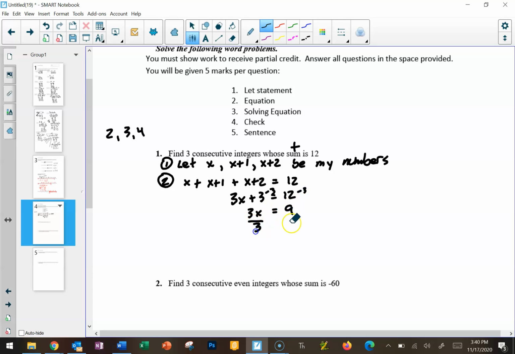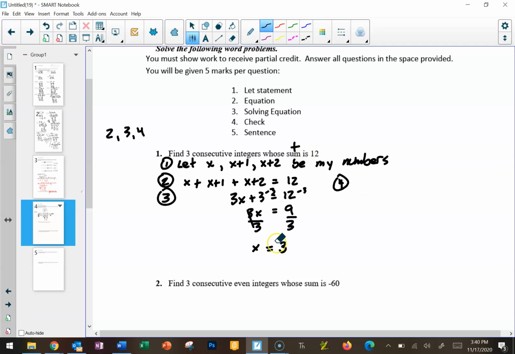And then divide by 3. We got left with x equals 3. So now we have to verify that. Oh, sorry, this was step number 3 when we solved it. Step number 4 is we're going to verify that, and we can verify that just by plugging it back into the original sentence. 3 consecutive integers whose sum is 12.